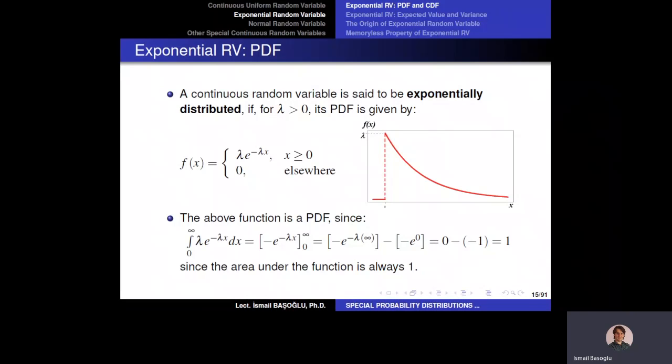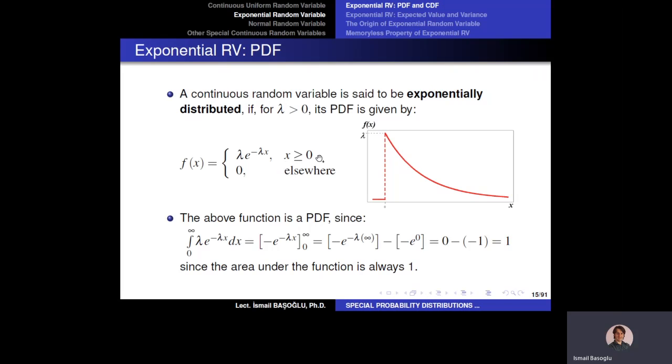So we say a continuous random variable is said to be exponentially distributed, or that continuous random variable is an exponential random variable, if it has the following probability density function. Now, in this probability density function, as you can see, the PDF value, the density value for negative values is always zero. This means an exponential random variable is a non-negative random variable. So it can only take zero or positive real values.